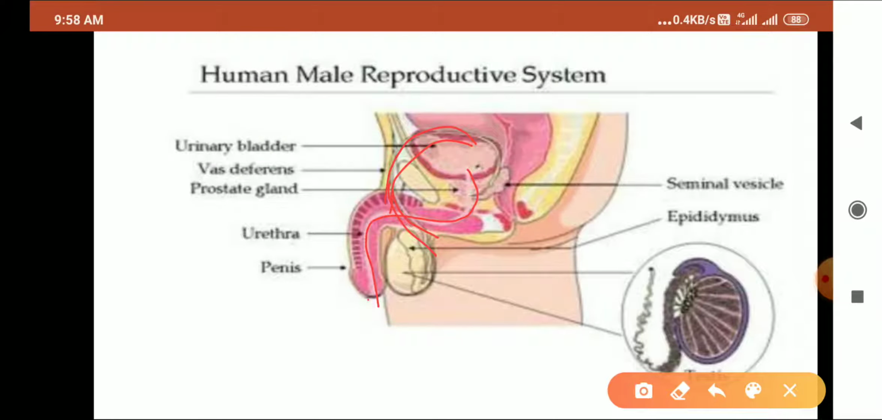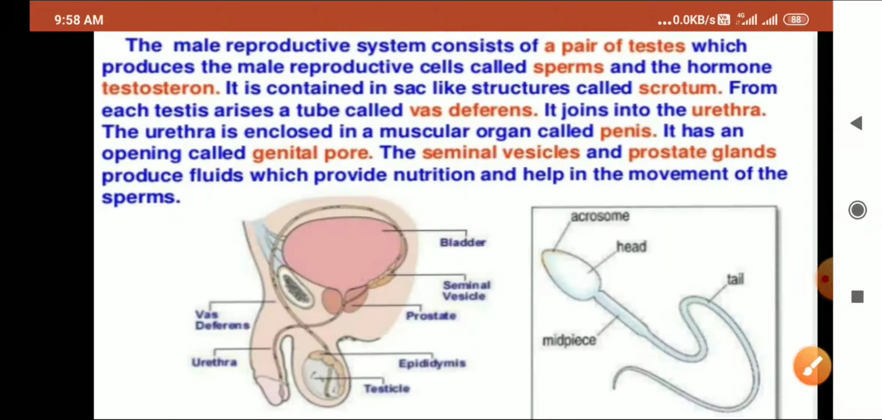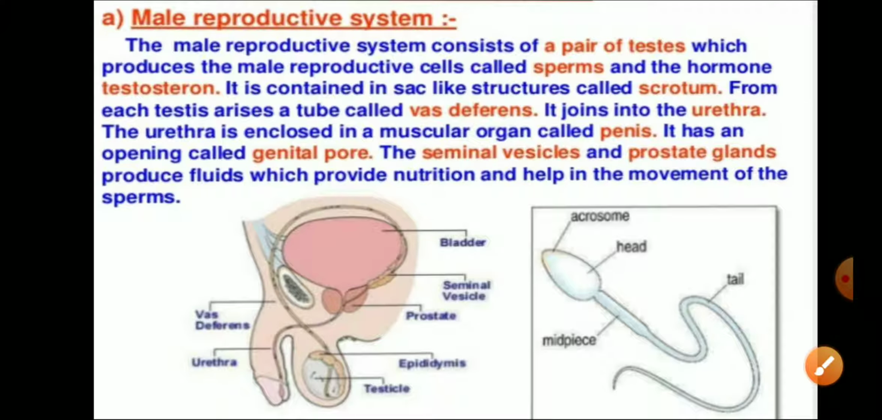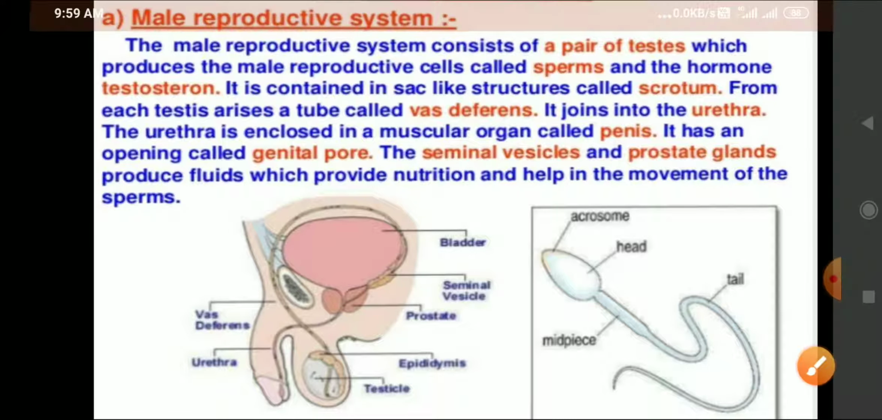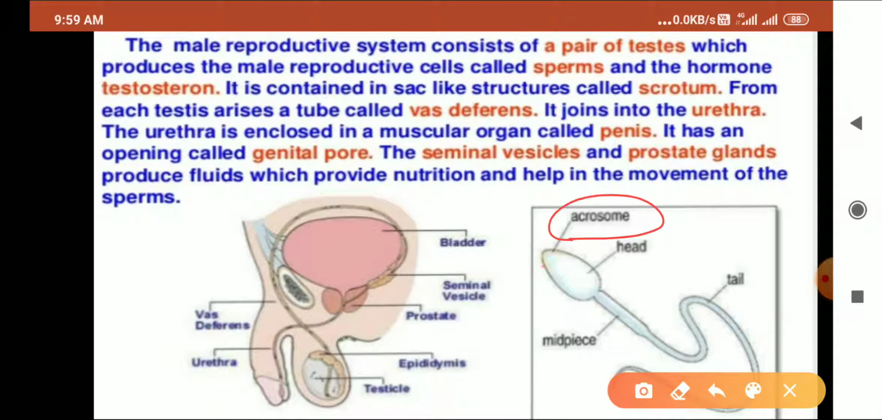Now here the expanded view of the seminiferous tubule is shown. Before this, we have the structure of a sperm. The sperm is a motile structure. It bears an acrosomal head, which has hydrolytic enzymes. Then we have the middle piece, which has a large number of mitochondria, and it bears a long tail. The long tail is helpful in the movement of the sperm.